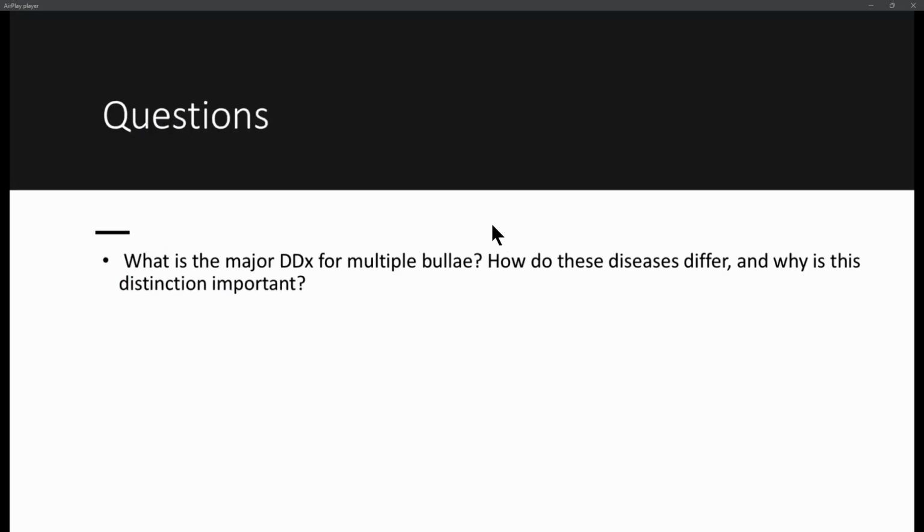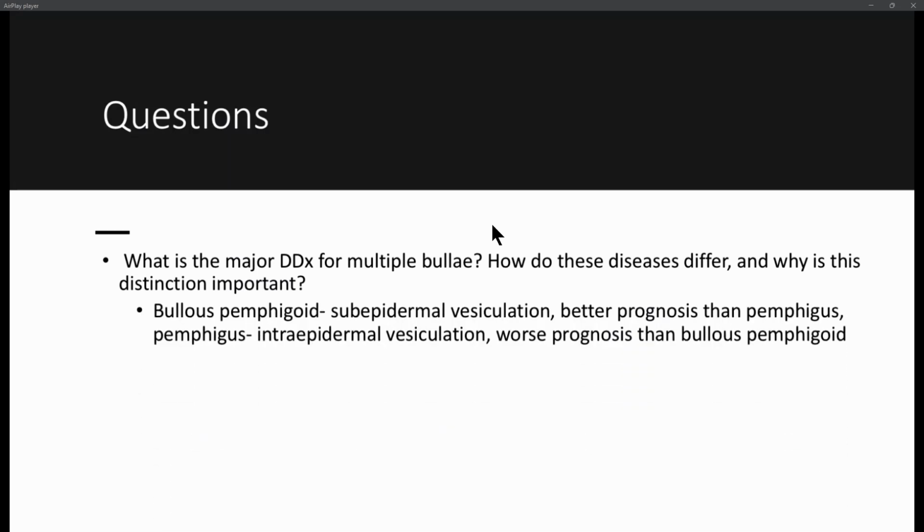What are the major differentials for multiple bullae? How do these diseases differ, and why is this distinction important? So, bullous pemphigoid. Remember, pemphigoid means it's not as severe as pemphigus, whereas pemphigus is intraepidermal vesiculation with a worse prognosis. So bullous pemphigoid and pemphigus are two of them.